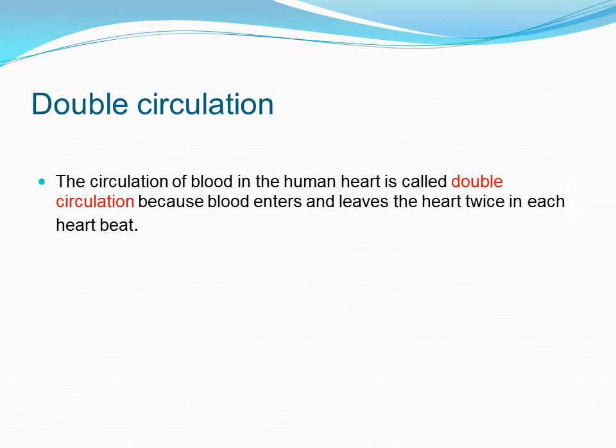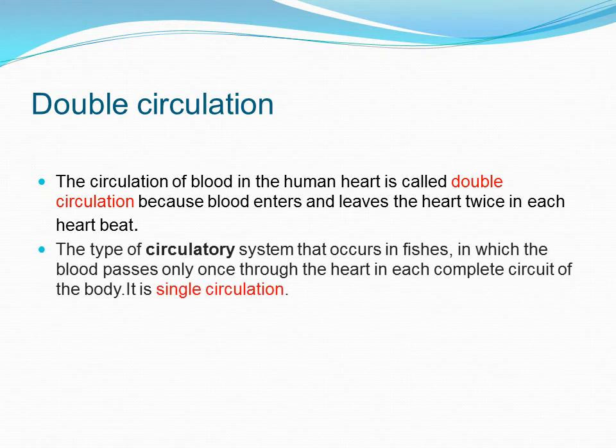So then what is single circulation? The type of circulatory system which occurs in fishes, in which the blood passes only once through the heart in each complete circuit of the body, is called single circulation. This type of circulatory system occurs mainly in fishes.